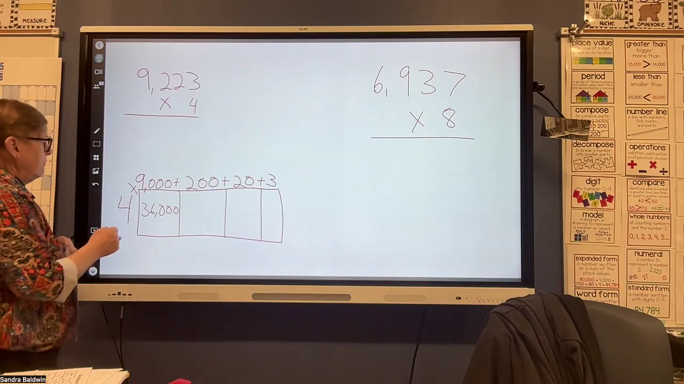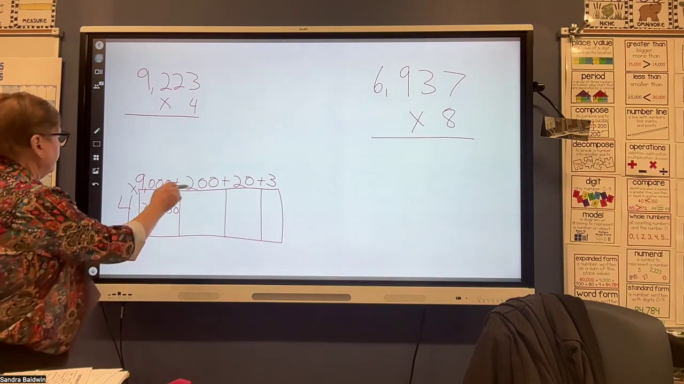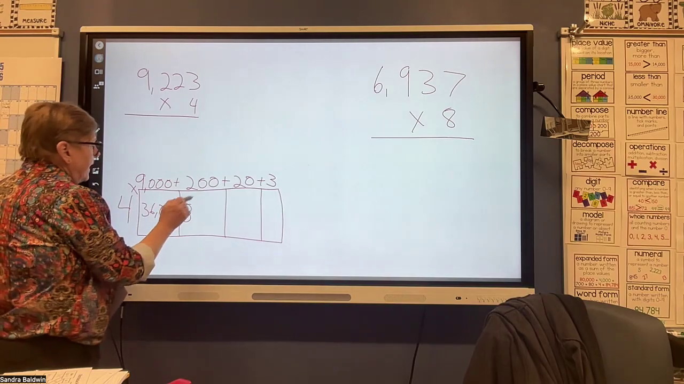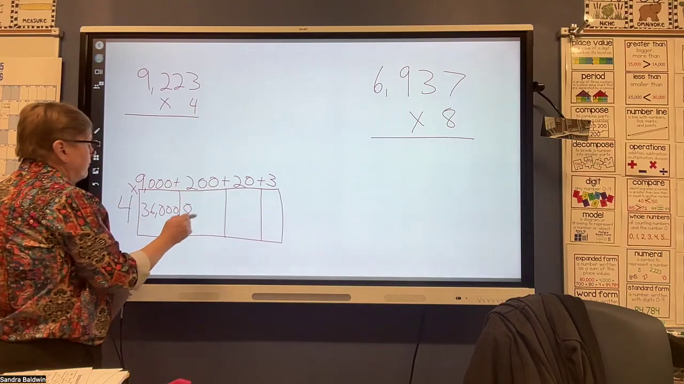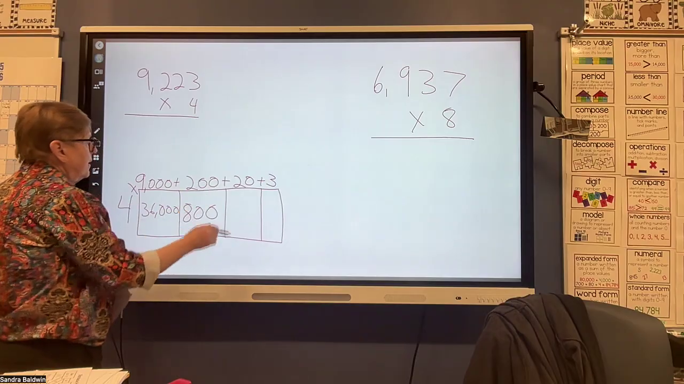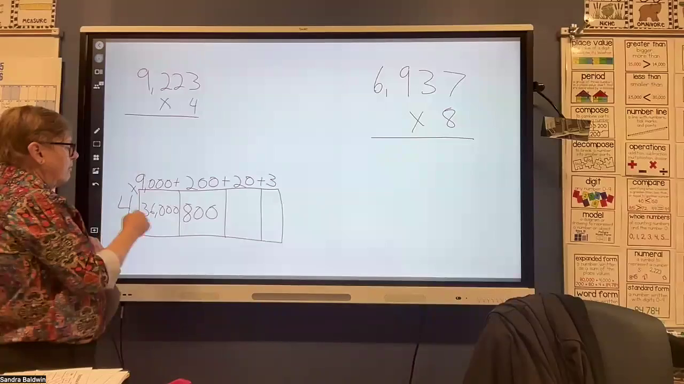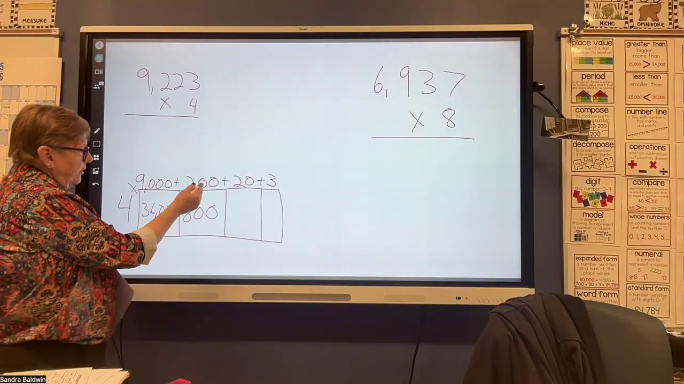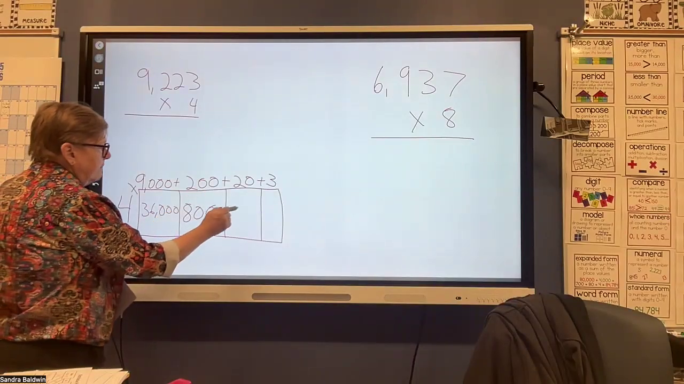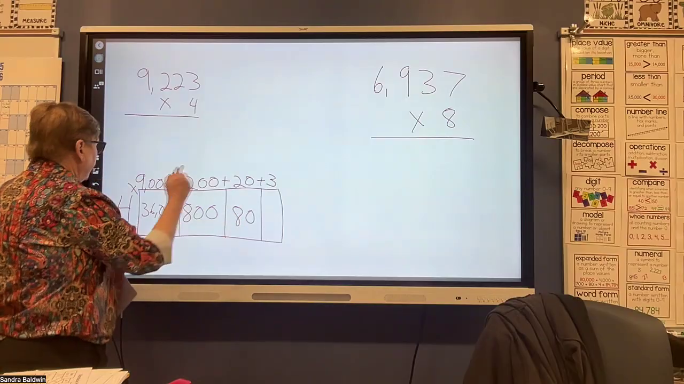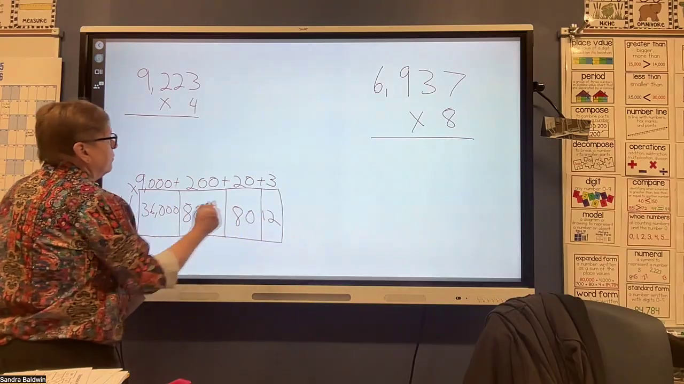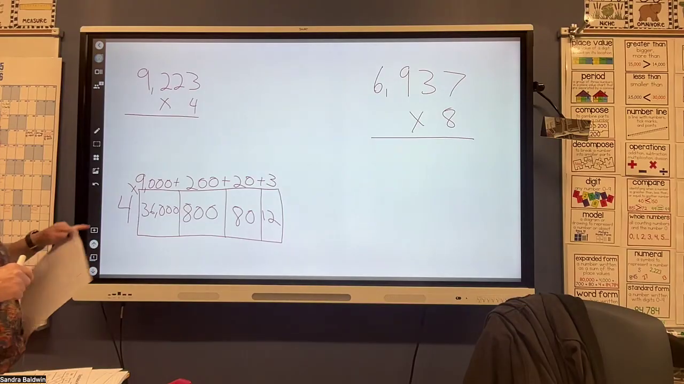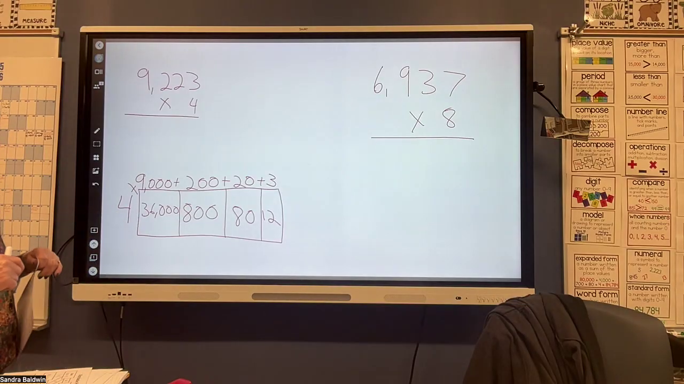200 times 4, 800, because 2 times 4 is 8, but 200 times 4 is 800. 20 times 4, well, if this is 800 with 200, with 20, it's going to be 80. 3 times 4, we all know, is 12. Okay, so I'm then going to add up all of those addends.